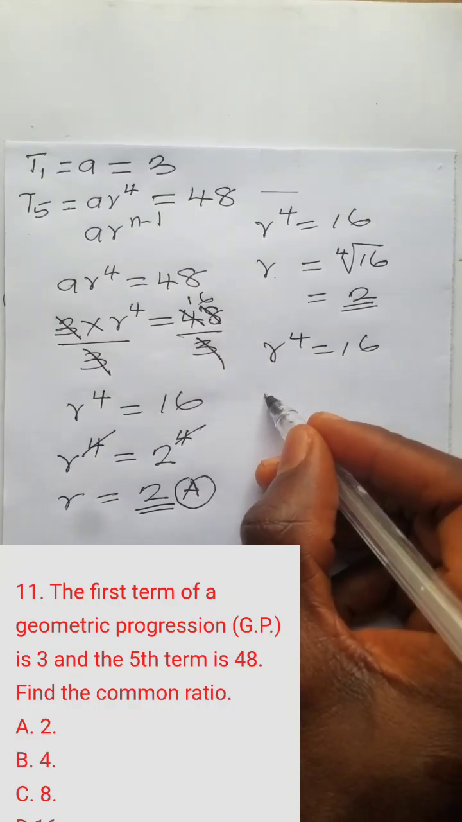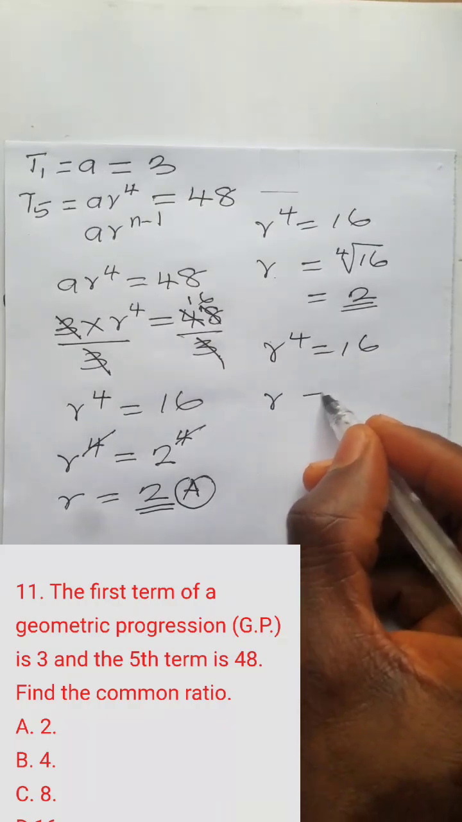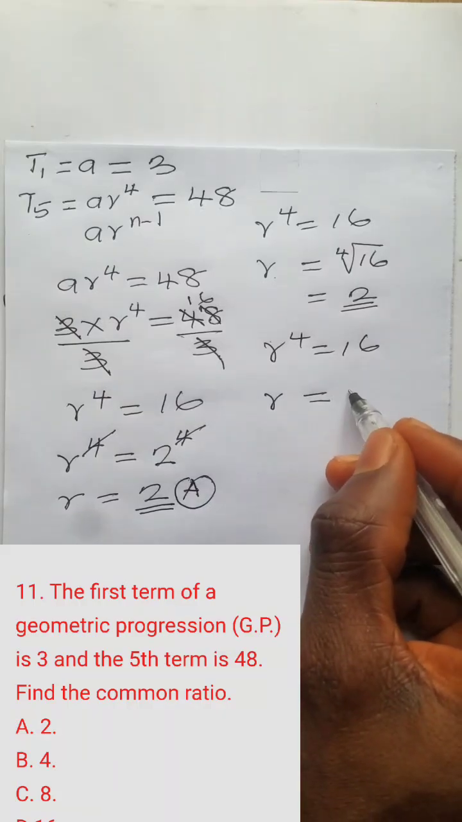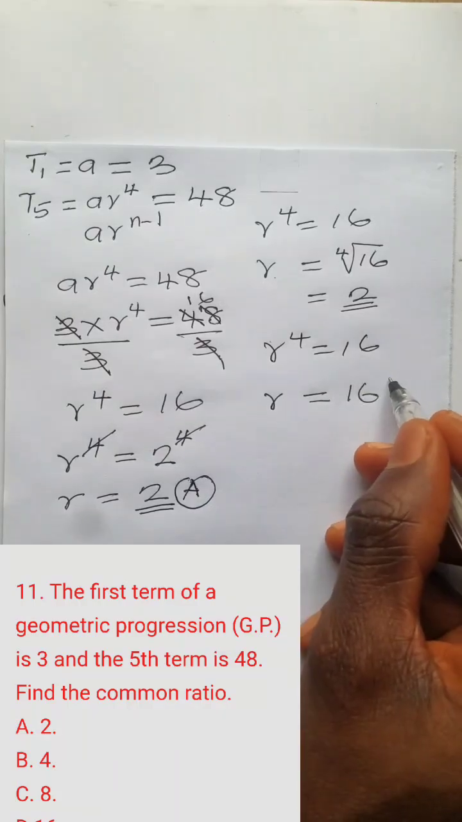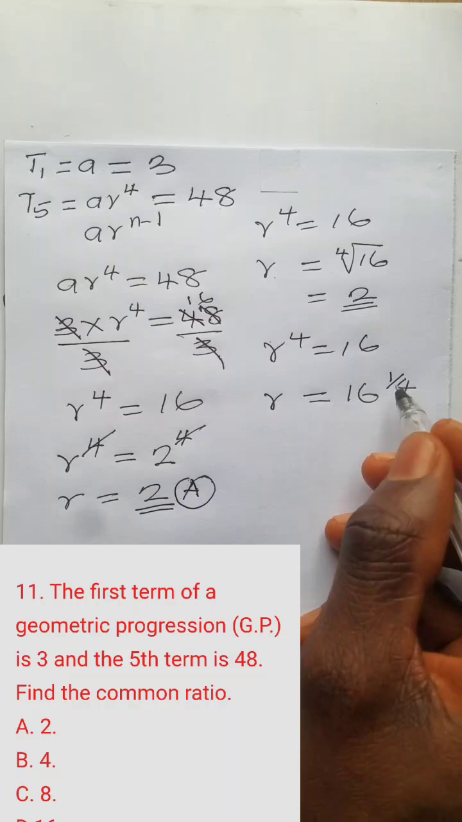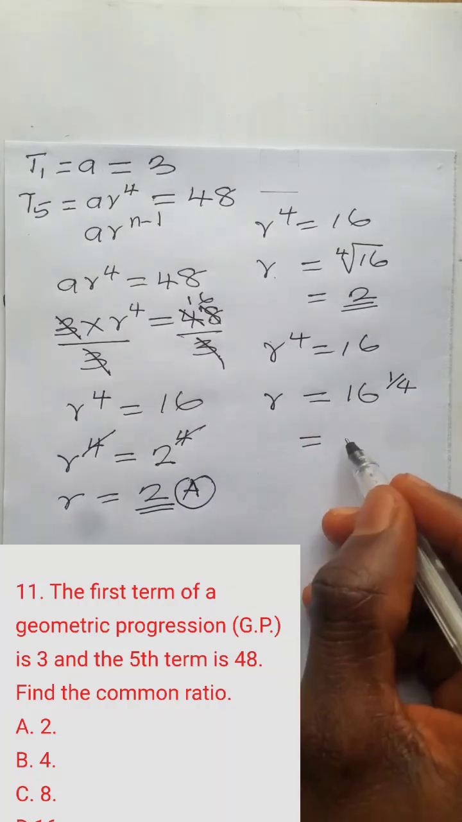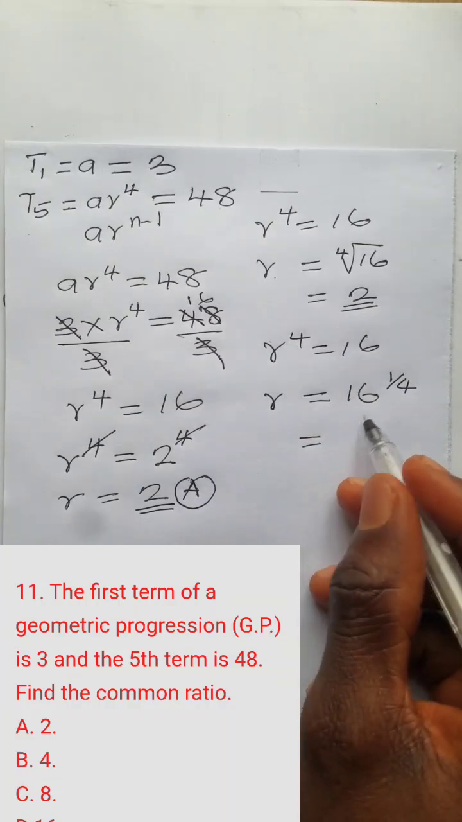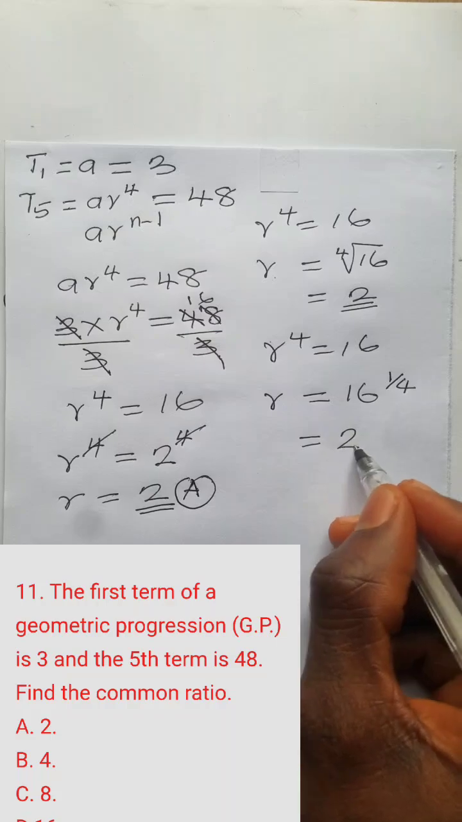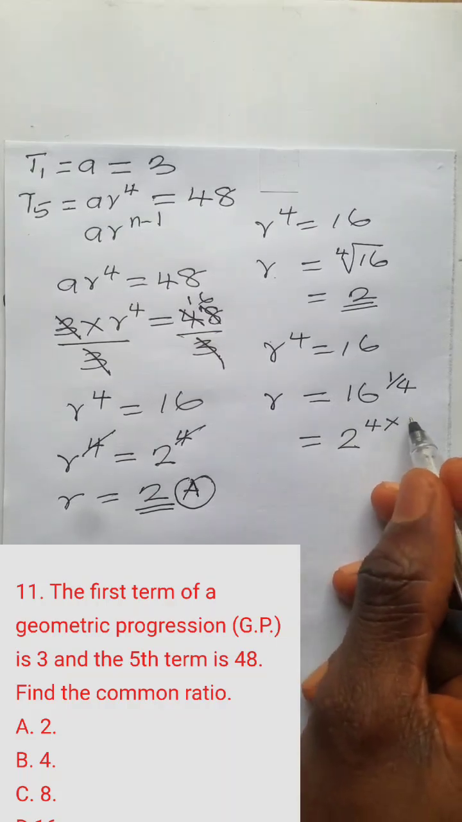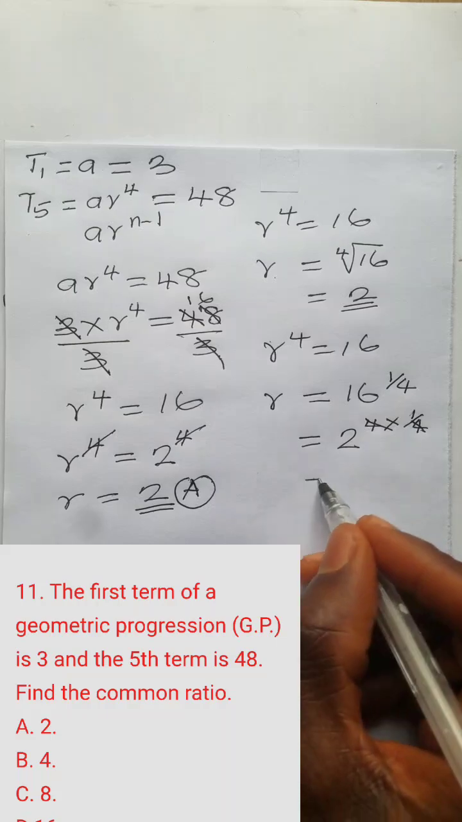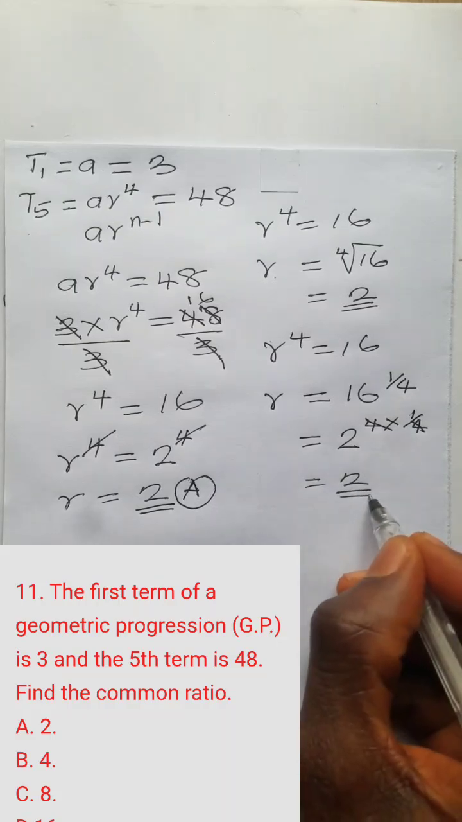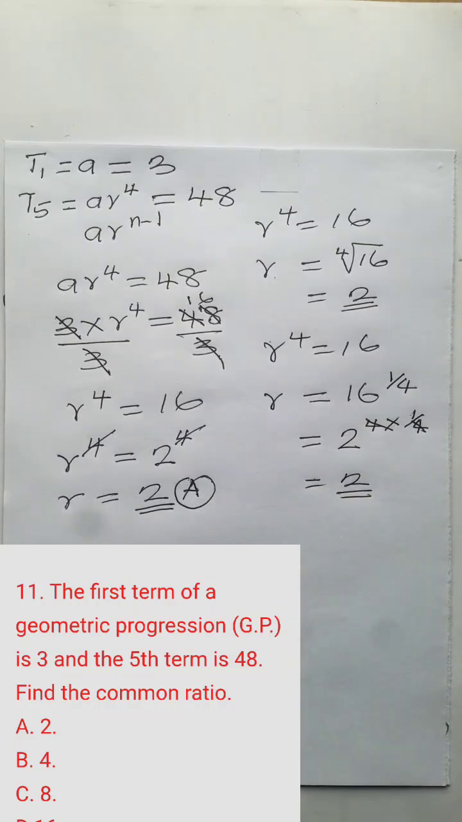I send 4 over here, it becomes 16 raised to power what? 1 over 4. It's still the same thing. And all I have to do is express 16 as a power of 4, and that is 2 to power 4, multiplied by that 1 over 4 that was already here, and it cancels it out, and the answer still remains 2. Whichever method is okay by you.